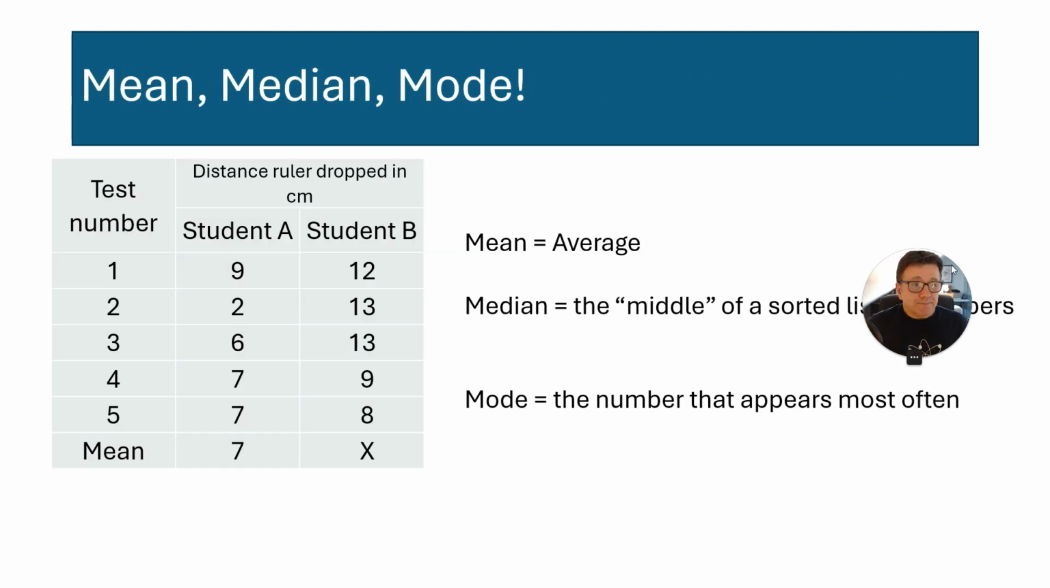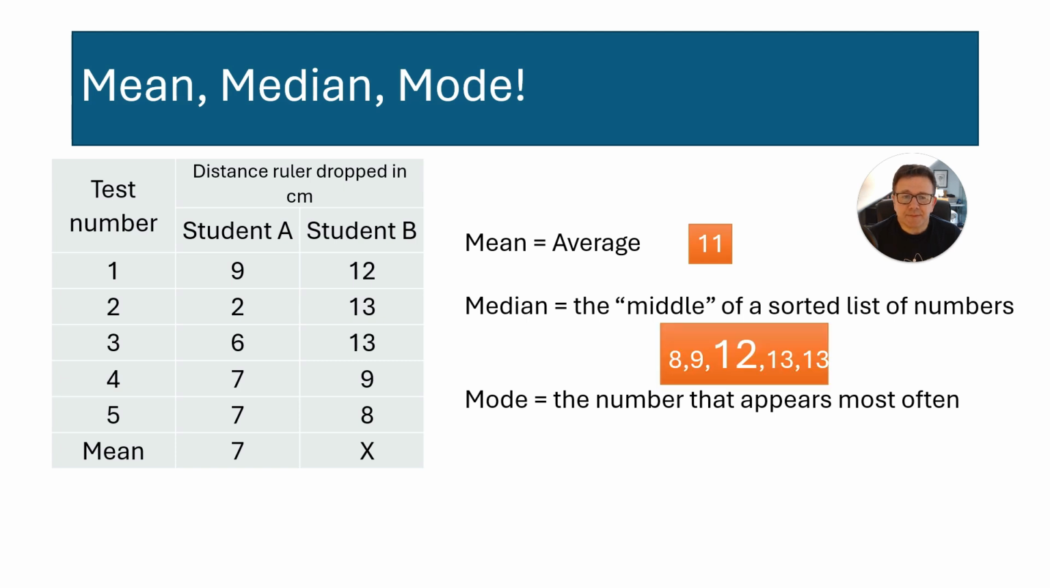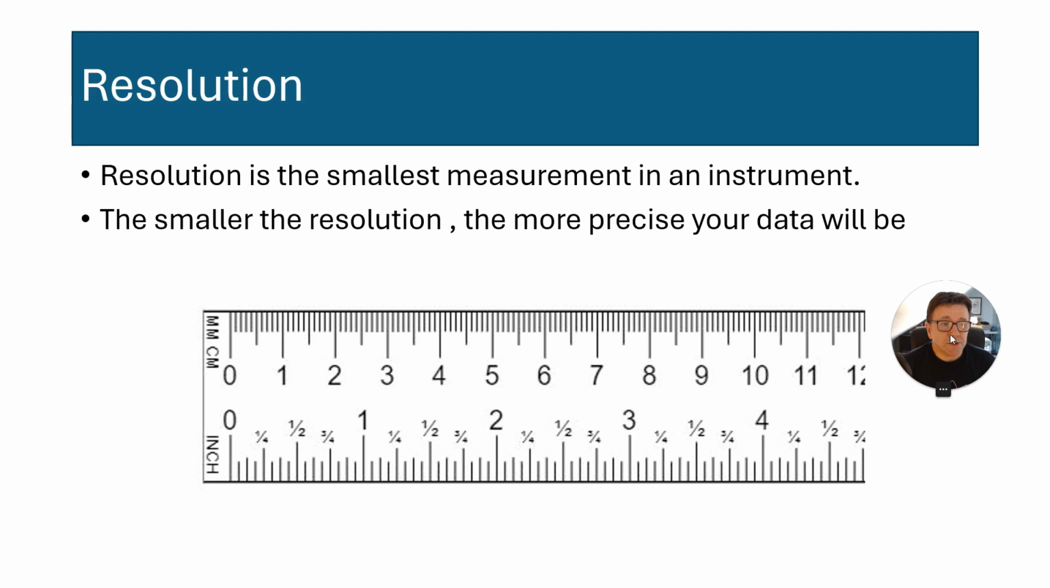Mean, median and mode could come up. The mean is the average, and they might ask you to calculate an average. The median is the middle of a sorted list of numbers, and the mode is the number that appears the most. So the mean in this case is 11, the median is 12, and the mode is 13. Resolution as well, remember, is the smallest measurement in an instrument. The smaller the resolution, the more precise your data will be.